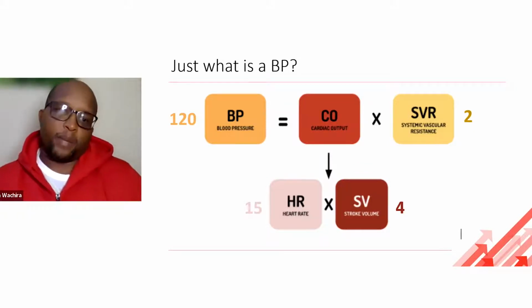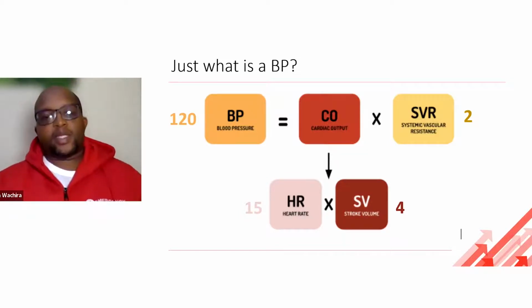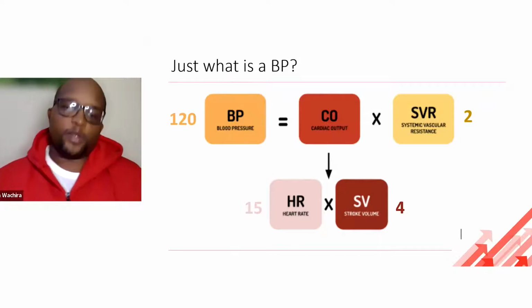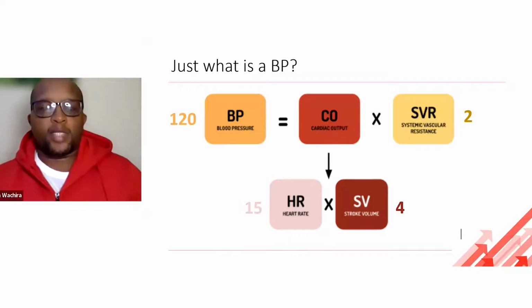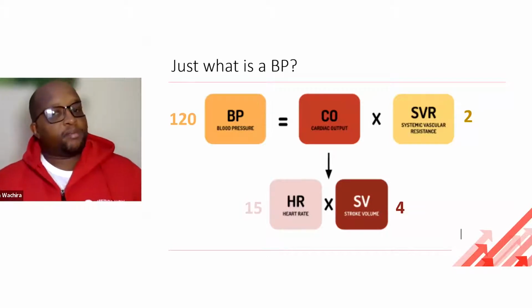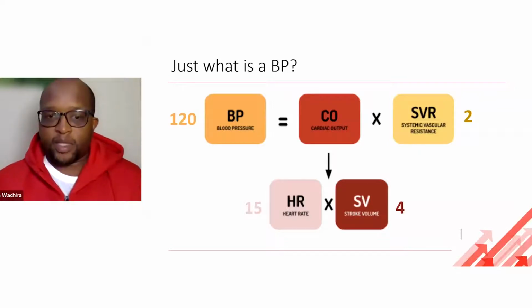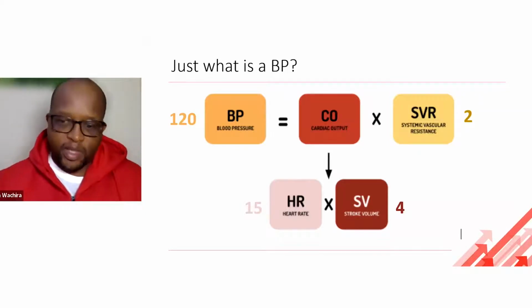All right, let's say blood pressure is 120, okay? So let's give it a value of 120. That means we give heart rate a value of 15, stroke volume a value of 4, systemic vascular resistance a value of 2. Okay, so 15 times 4 is 60. 60 times 2 is 120. And there's your blood pressure. Okay, simple mathematics.